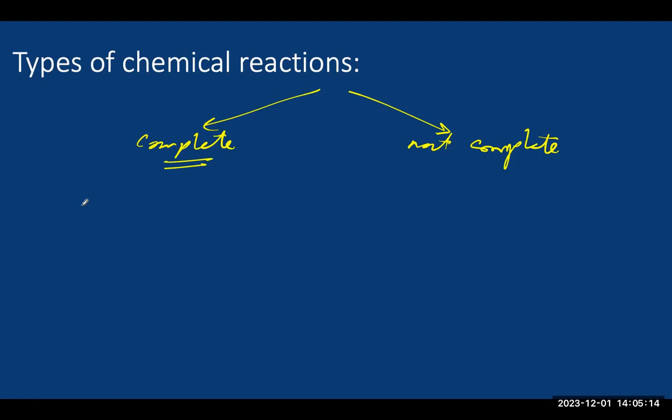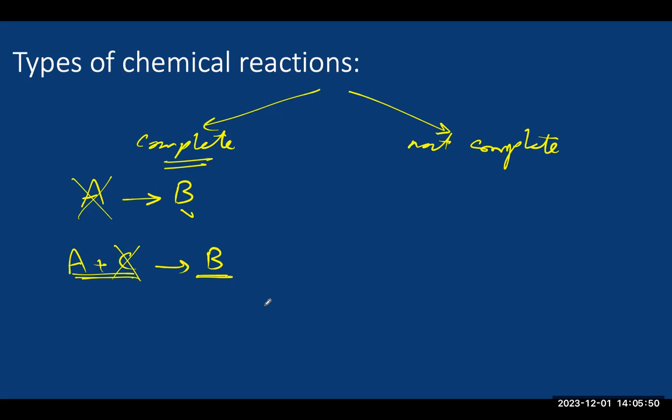A complete reaction means that if you have a reactant, this reactant will convert to a product. So by the end of the reaction, you have only products and no reactant will remain in the system. Or if you have two reactants, A plus C will form B. So by the end of the reaction, you will have consumed all the reactants, or at least one of them, which is the limiting one, and you will have product in the reaction.